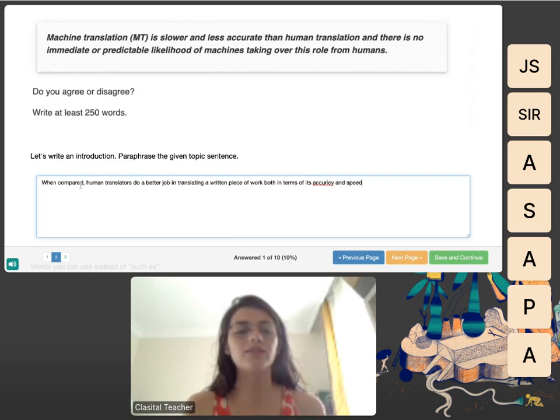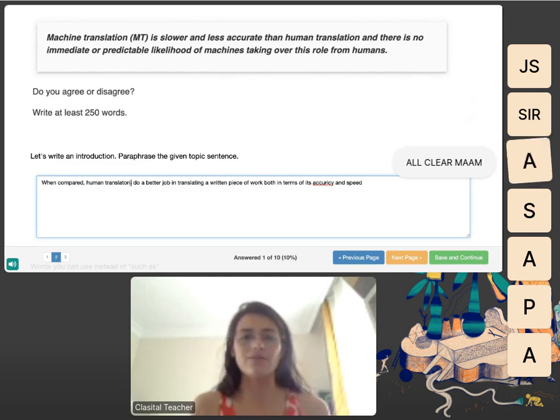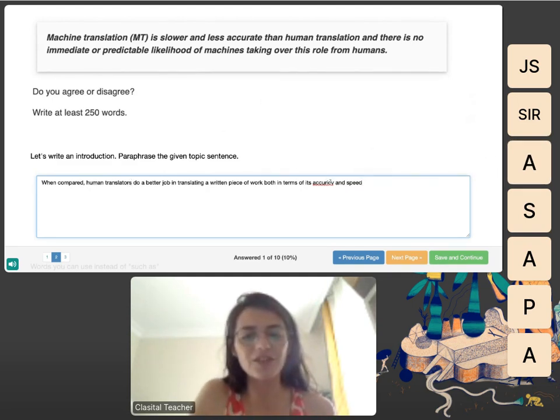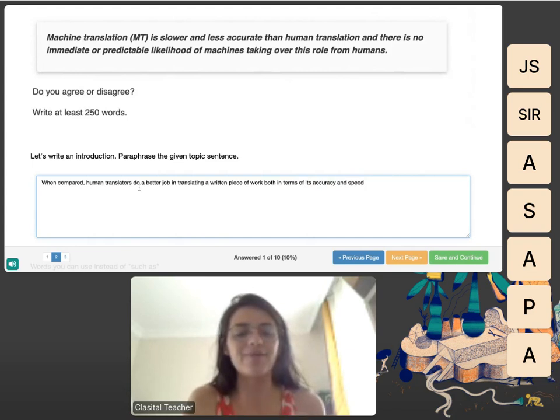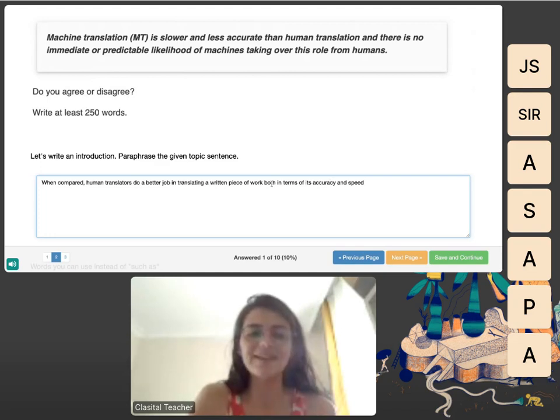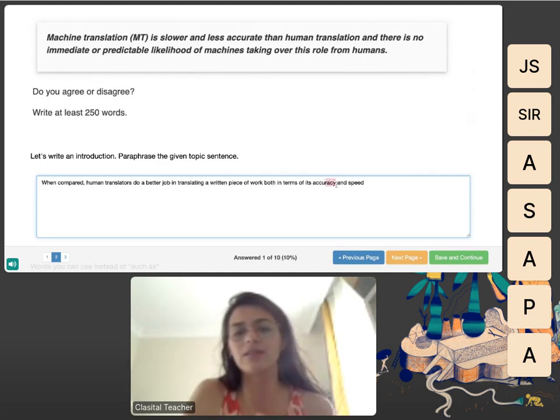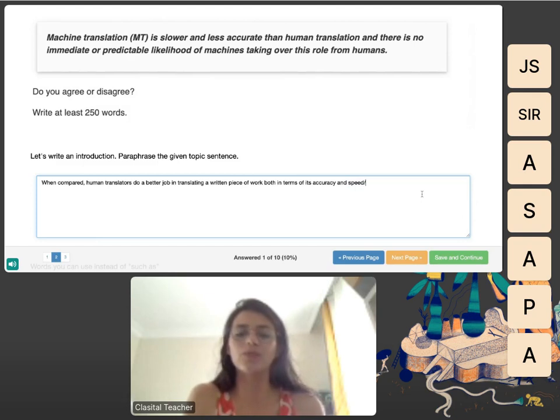So what we did basically is to reverse the sentence, saying human translators instead of human translation. And do a better job, so they are better in translating, so in translation, a written piece of work, so something, right? Both in terms of accuracy, so it's more accurate, and it's better at speed, so it's faster instead of slower. So we changed it to another way. Anything you want to ask?